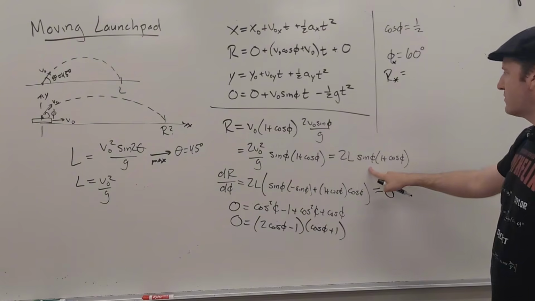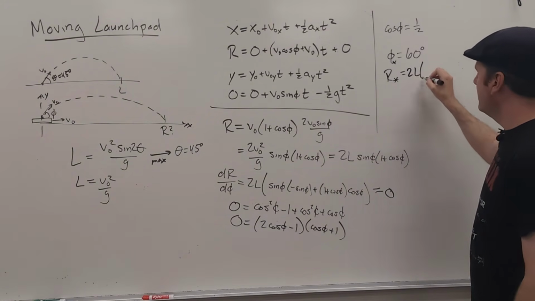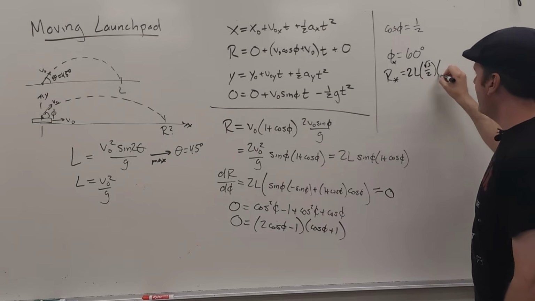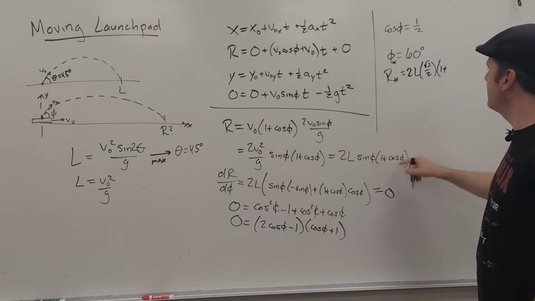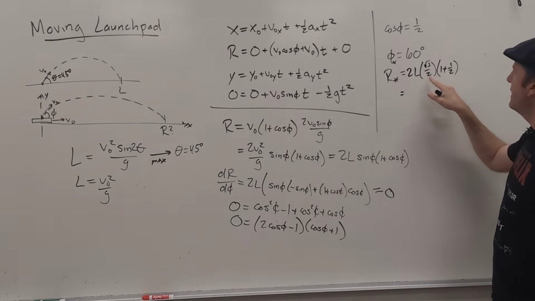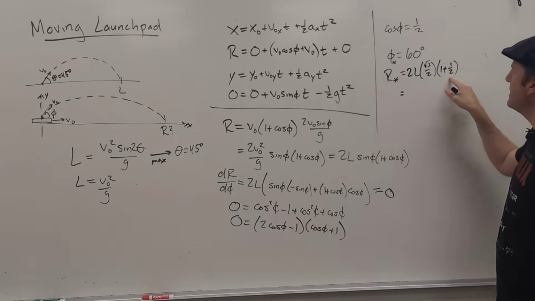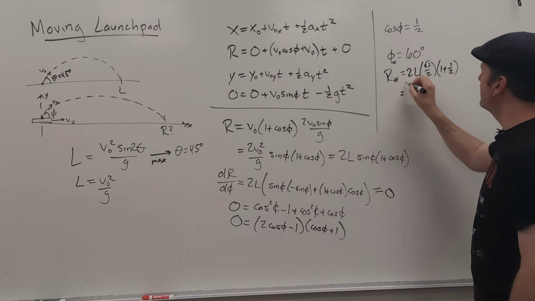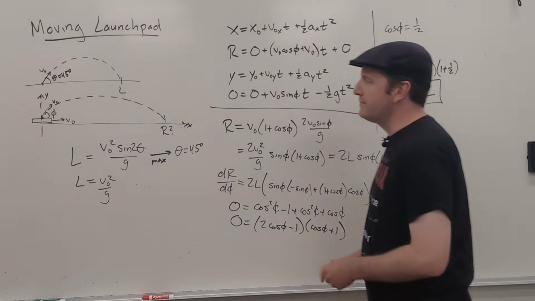What's the easiest one? Probably this one right here. So we'll have a 2L. Sine of 60 degrees is root 3 over 2. And then we have a 1 plus the cosine of 60 degrees, but that, of course, is just a half. And what do we end up with? Those 2's will cancel. That's 3 halves. So I'll end up with 3 root 3 over 2 L as my final answer.